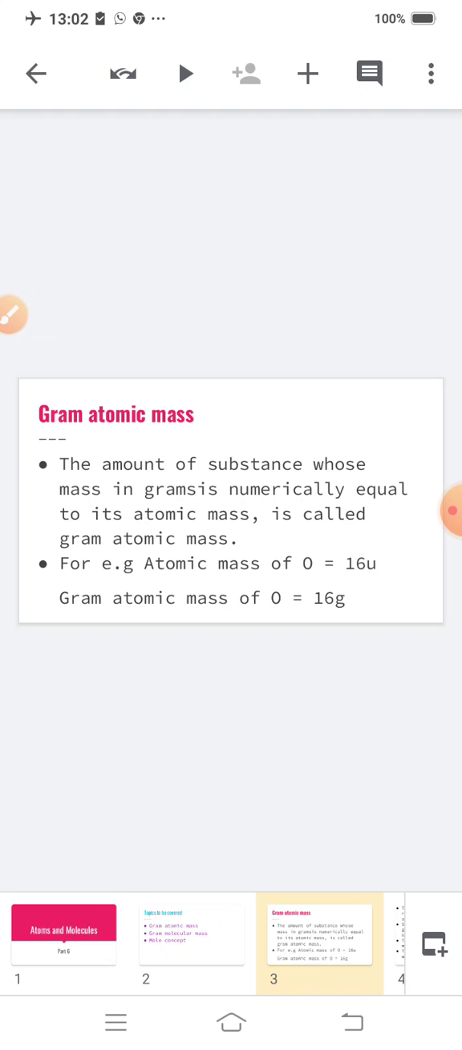What is the difference between atomic mass and gram atomic mass? In atomic mass, you represent mass with the unit u. Clear? But in the case of gram atomic mass, you represent atomic mass with the unit g. Is this clear?